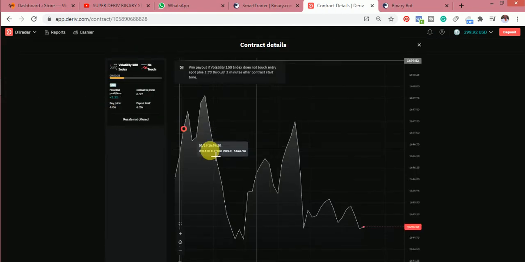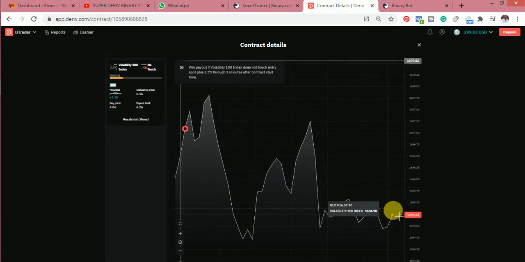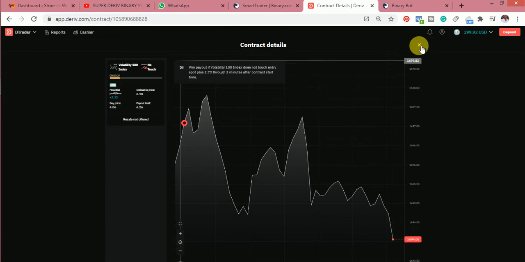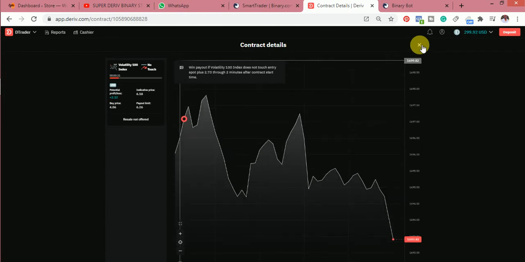Most times to view a trade here, you just have to tap on it and have a larger view of that trade. Alright, so okay, correct. So let's move on.